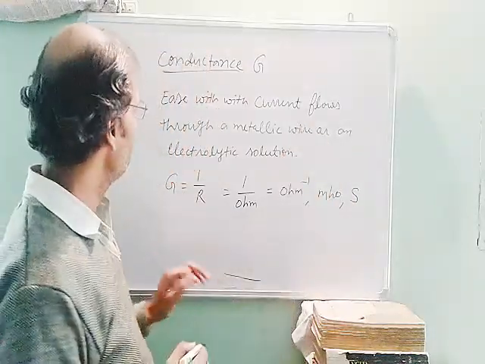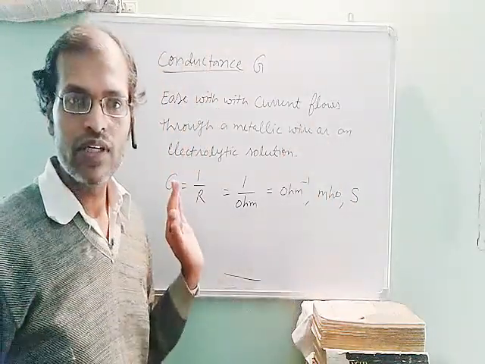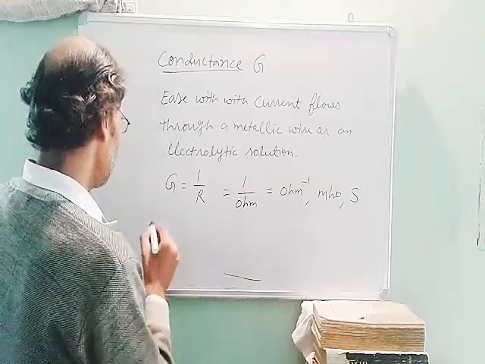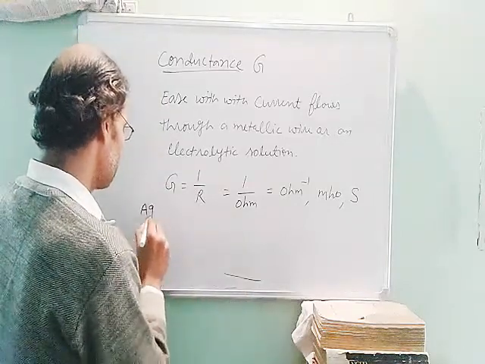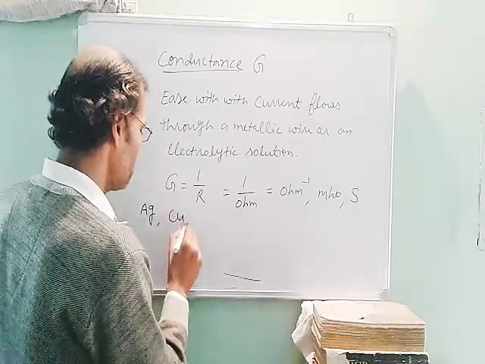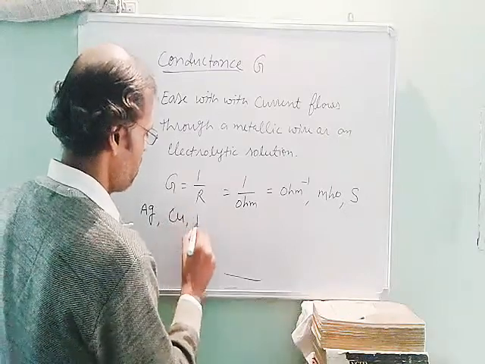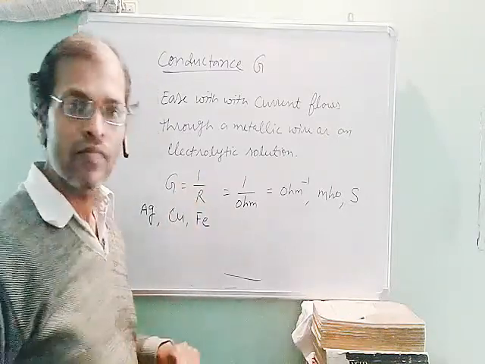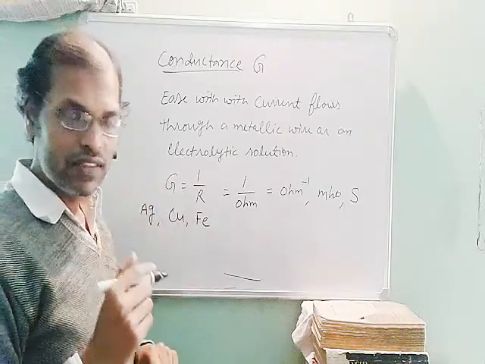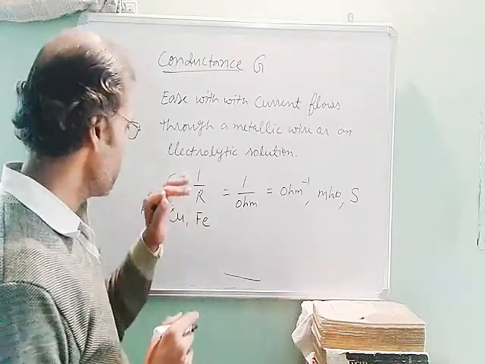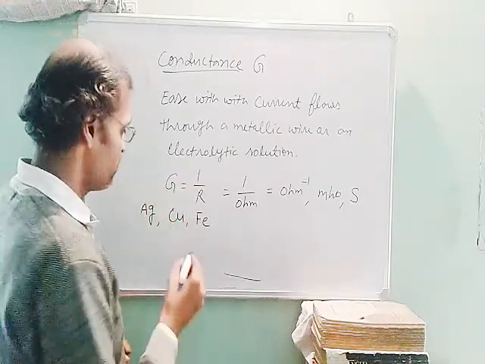3 units are there for conductance. Okay. Suppose 3 metals are there, silver, copper and iron. The order of resistance for these metals will be this.